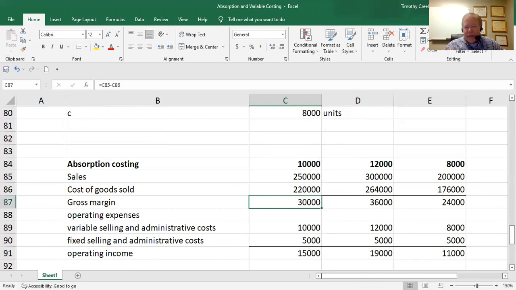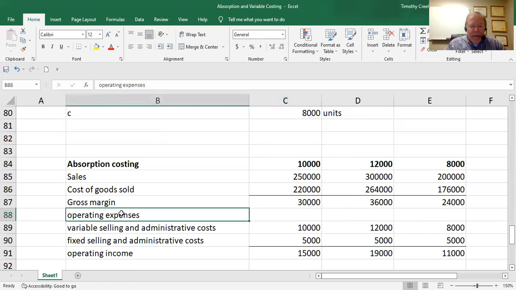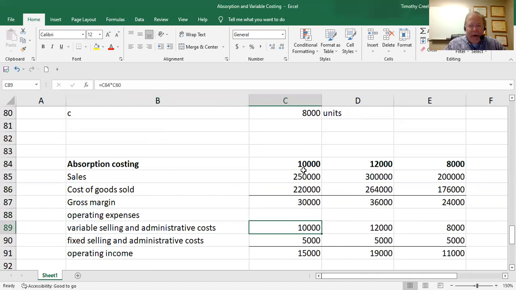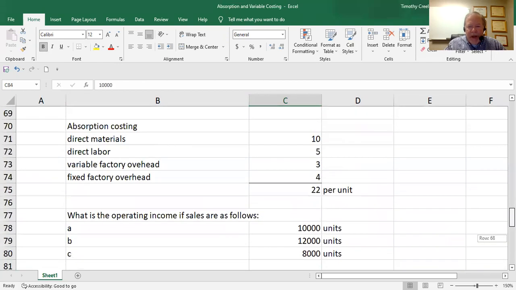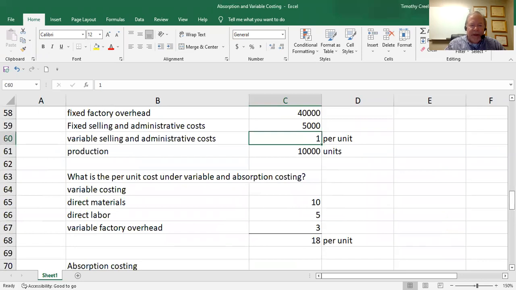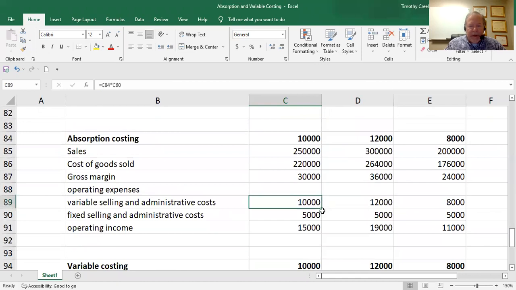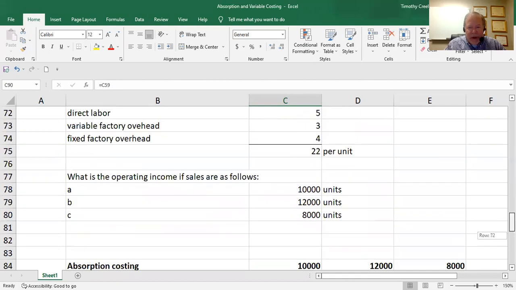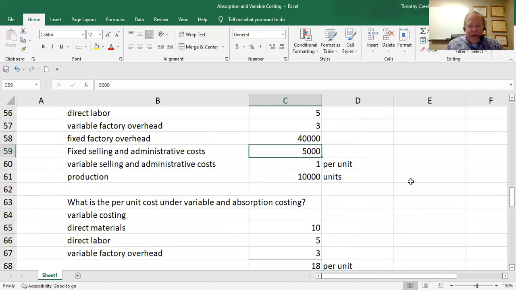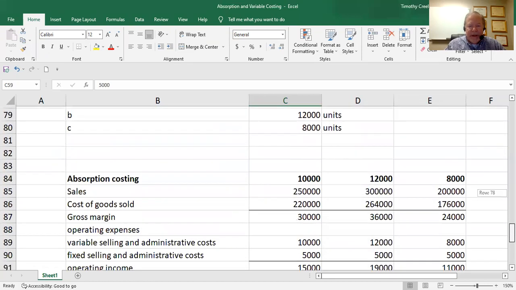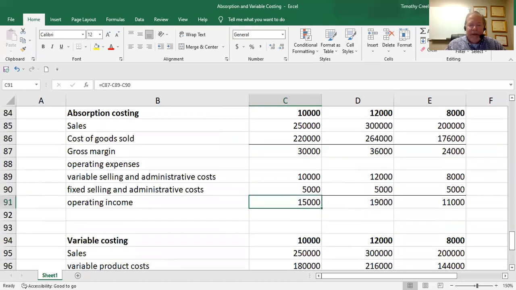Sales minus cost of goods sold would give us a gross margin. And again, as you can see here, absorption costing follows a traditional multi-step income statement format. Now, we would then take away our operating expenses, which would be the variable selling and administrative cost, which you can see are the number of units sold times the variable selling and administrative cost per unit of $1. So that would give us 10,000. And then the fixed selling and administrative cost was basically given to us here as 5,000. That would also be deducted. And we would have operating income of $15,000.